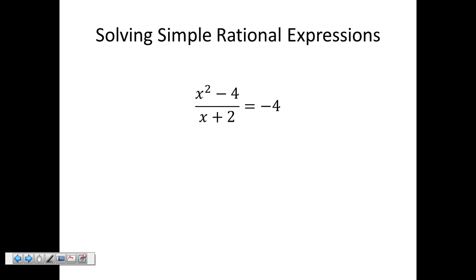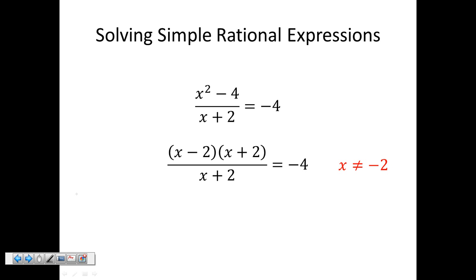All right, well obviously we've got to look at one that's not going to work out so well. Notice I've changed the number over there on the right hand side. I've left the rational expression alone. I'm going to do the exact same thing. I'm going to factor out that top. I'm going to cancel what I can, but I've got to remember x cannot equal negative 2.